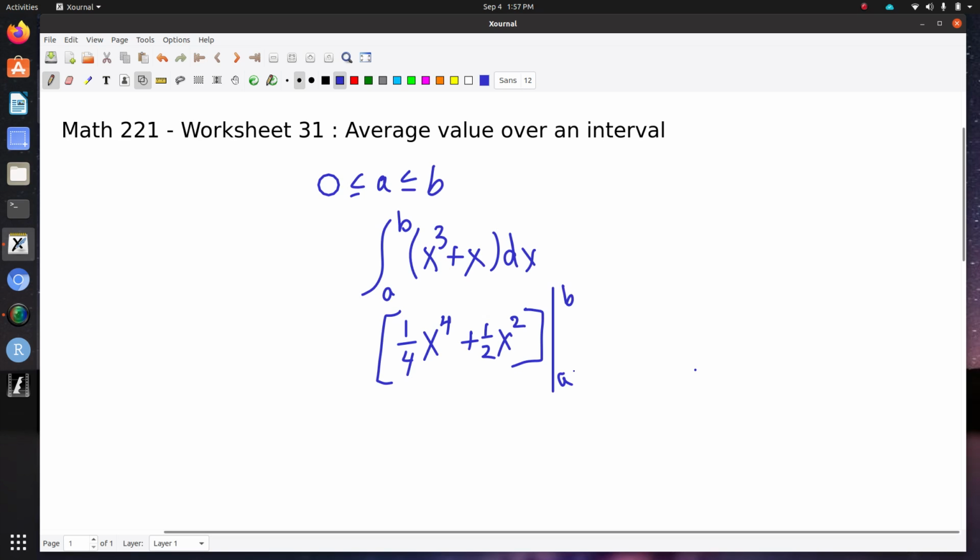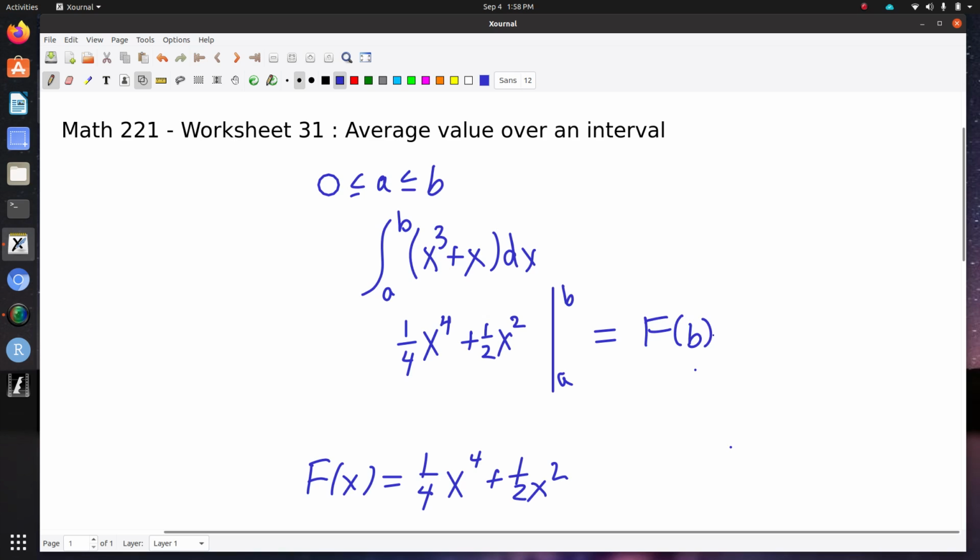Okay, so those are different notational conveniences. You can also get rid of these brackets because usually it's clear what's going on. Now what you want to do is, knowing that capital F of x is 1/4 x to the 4th plus 1/2 x squared, we want to write capital F of b minus capital F of a. We usually don't write the letter F at all, but that should be in the back of your mind. So you don't have to write it, but just know that it's always there for you.